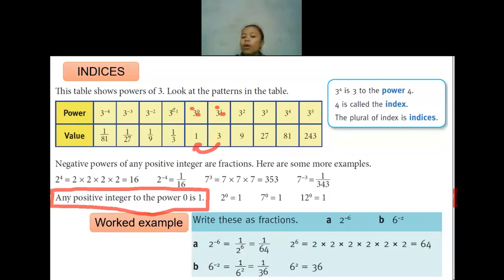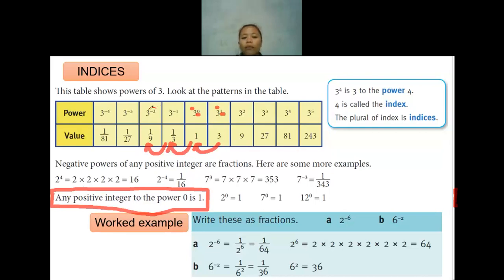If it is 3 to the power of negative 1, this is 0 and negative 1, the difference is 1. So we need to divide by 3. 1 divided by 3 equals 1 per 3. This is also the same thing. Or maybe if you get confused, you can see the pattern. If this is too confusing, the table will be easier.